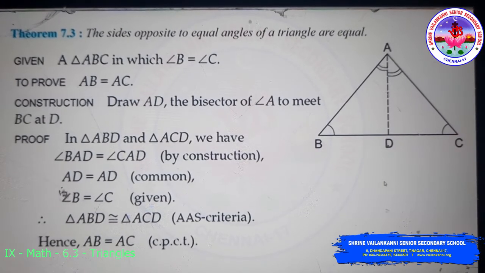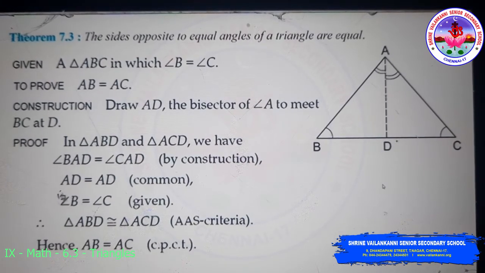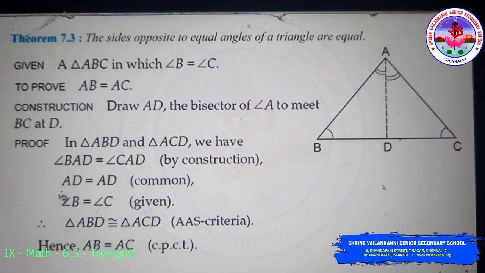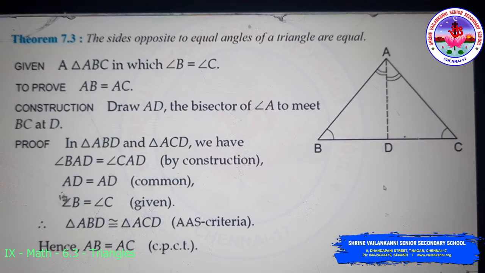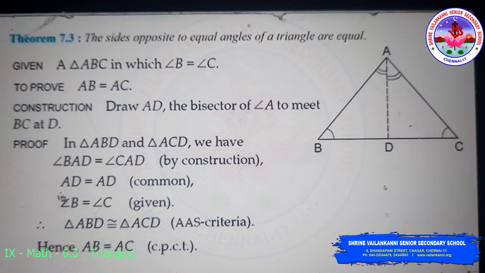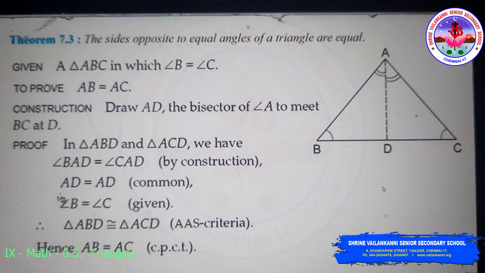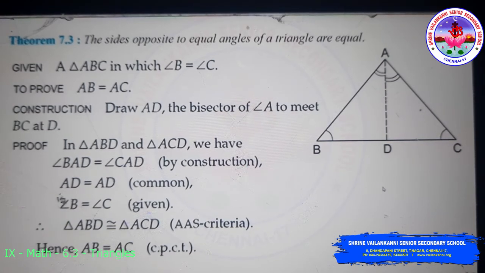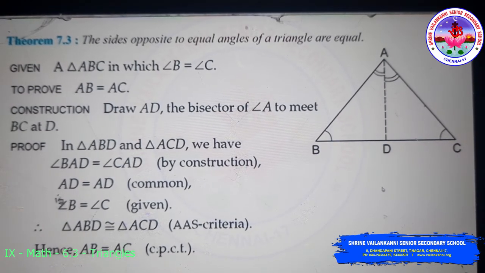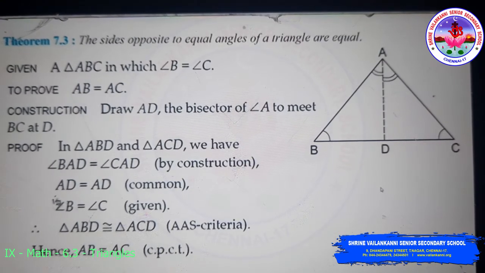Theorem 7.3: the sides opposite to equal angles of a triangle are equal. This is the converse of theorem 7.2. Now let us come to the figure. We are given triangle ABC in which angle B is equal to angle C. We want to prove AB is equal to AC. Now let us construct line AD, which is the bisector of angle A and meets BC at D.